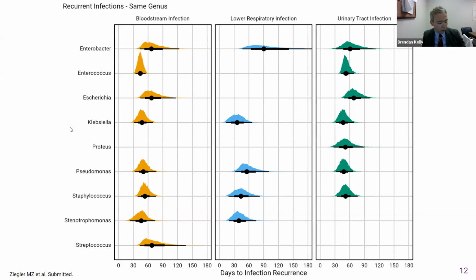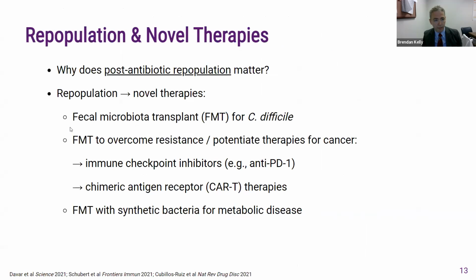So that's one reason why we should care about post-antibiotic repopulation, that it's not just C. diff that we have a recurrent infection problem. The other reason I think we should care about repopulation post-antibiotics is that there are huge opportunities for novel therapies in this period. Obviously, FMT, or fecal transplant for C. diff, has been demonstrated to be very effective for recurrent C. diff. And I'm going to tell you a little bit about some pilot work we've done to look at its efficacy for severe C. diff. But there are a lot of other applications in development.